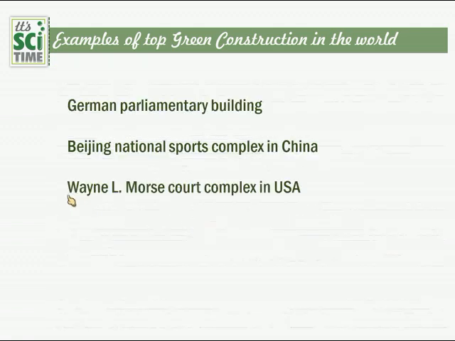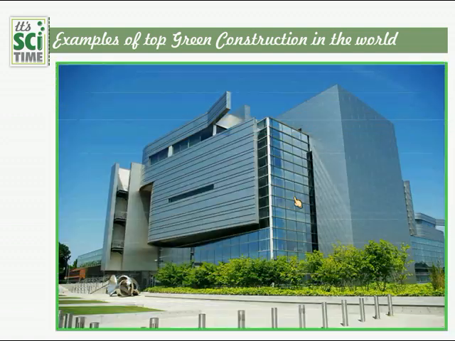Next example is the Van Elmos Court Complex in USA. Look at this. It seems very neat, tidy, and it looks like a different one. You can see the glass panels here. These glass panels give natural sunlight to the whole building. At the top of this building there is a rainwater collecting system, and recycled materials are used here.